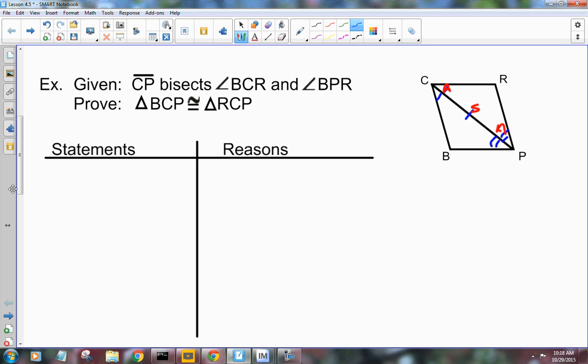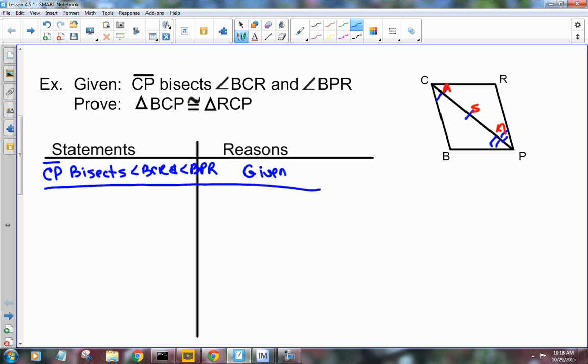All right, so let's write all that down. CP bisects angle BCR and angle BPR. That's given. All right, so from that, we can get what? Angle BCP is congruent to what? BPR? No. Because this is what's being bisected right here. So angle BCP is going to be congruent to RCP.